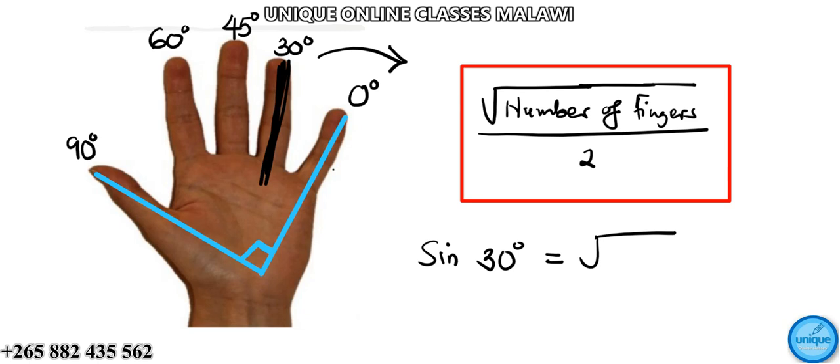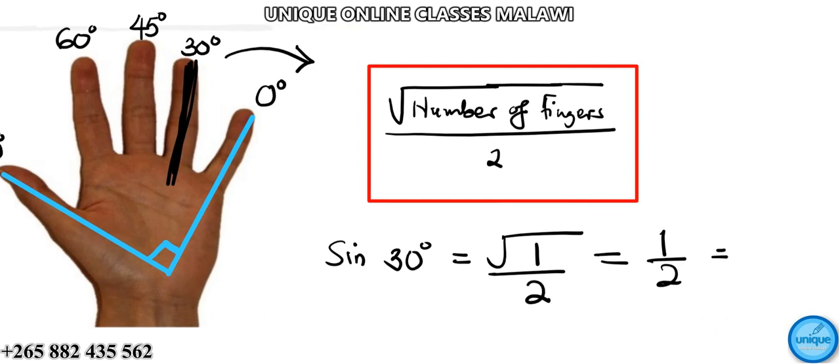A small finger, right? So we are putting there 1, then divided by 2. Root of 1 is 1 and divided by 2, and this one should be the same as 0.5. You see? So sin of 30 without using a calculator, the answer is 0.5.